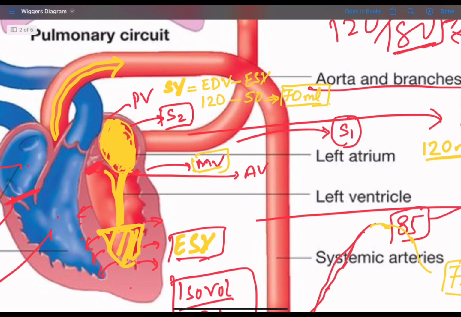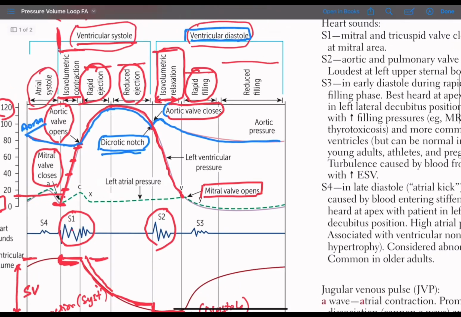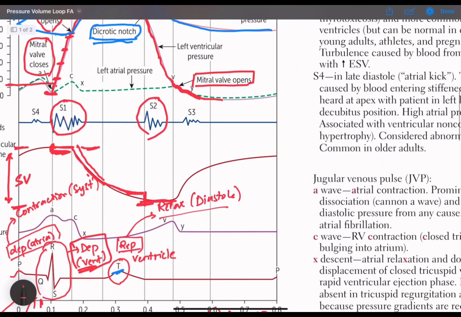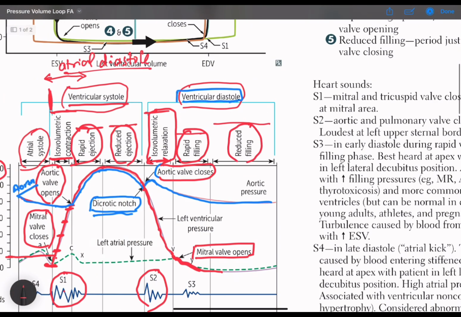So we will have an increase in the volume of the left ventricle. The volume will start rising. At this moment the heart is still relaxing, so the pressure is still dropping while the volume is increasing. After that we have reduced filling.